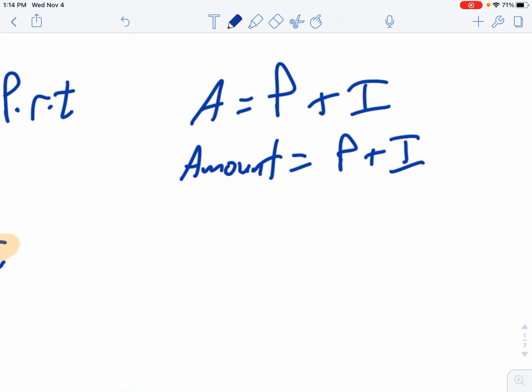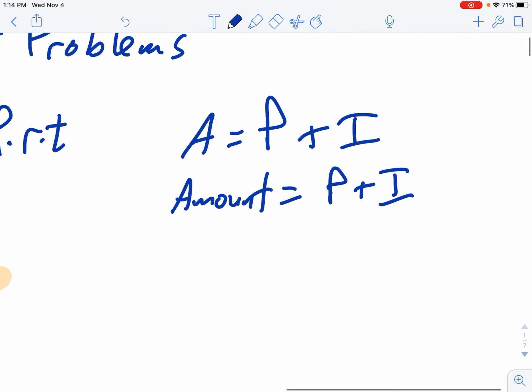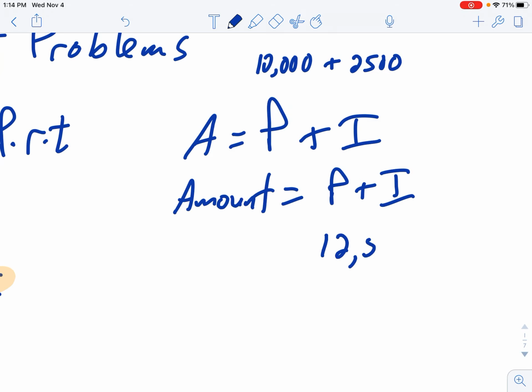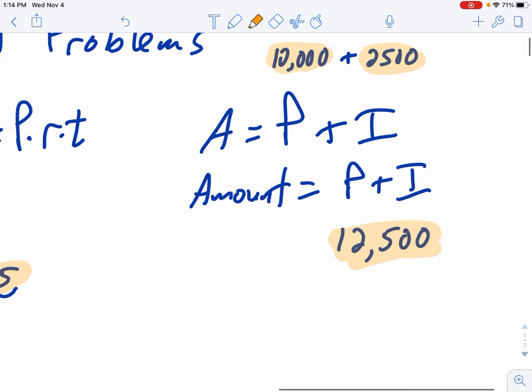Now there's a second formula that goes with it, the amount, like the final amount. So let's say you invested $10,000 and it earned $2,500 in interest. Well, of course, you'd add those together and get a final amount of $12,500. It should kind of just be common sense. Or if you borrowed $10,000 to buy a car and the bank charged you $2,500 in interest, then $12,500 is how much you spent total on the car. So A is like the total amount.